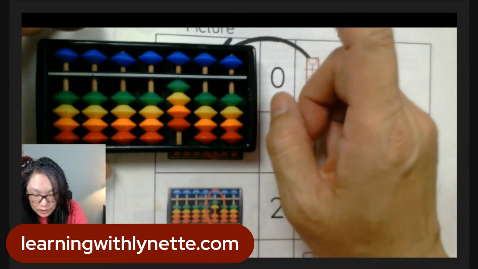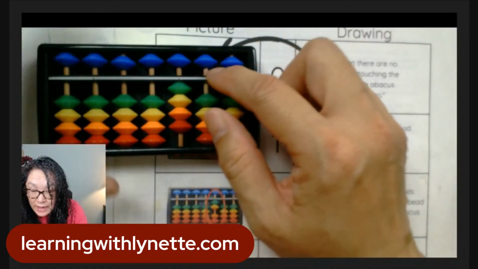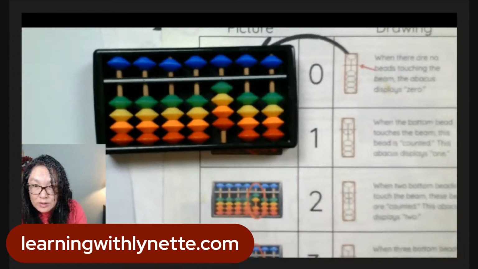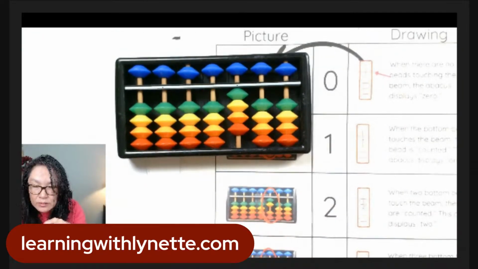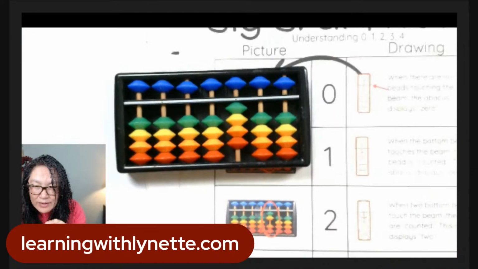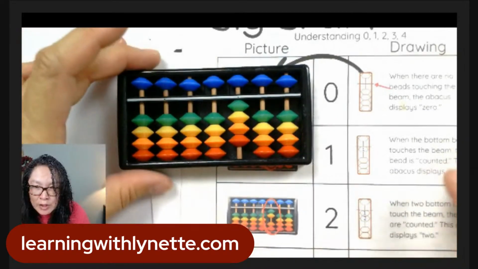1, 2, 3, 4. This is 4. When we look, these are the horizontal bar. The horizontal bar is what's being counted. Why are we doing this? We're doing this because we're learning how to read the abacus and we're doing math. You're welcome to join math if you want to learn more about math.